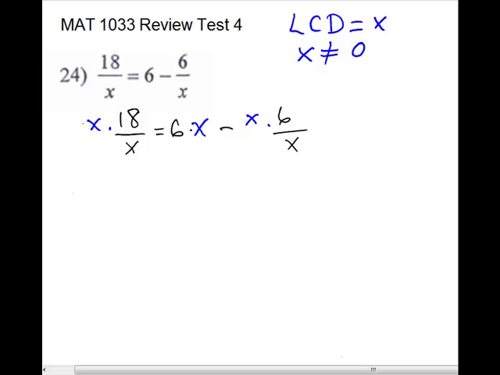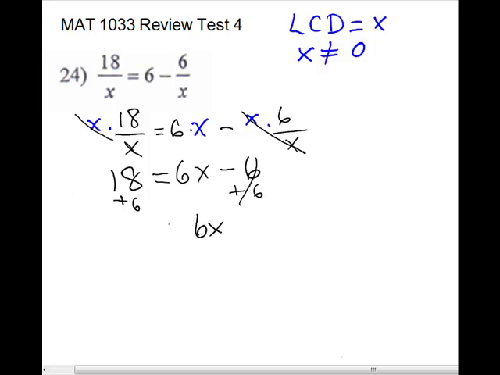Now we'll clean up. And so the x's will cancel. We're left with 18 equals 6x. The x's will cancel, minus 6. You have a standard two-step equation there. You're going to isolate your x. So take off the 6 that's subtracted. We'll add it. So 6x equals 24. And divide by 6. So x equals 4. We did not throw 4 away. We only threw away 0. So our solution is 4.